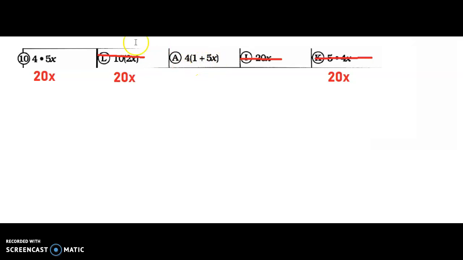And if you want to be certain, you can distribute it, right? Because this is multiplying, because they're right next to each other. There's no plus sign separating it. So I have to go 4 times 1 first. 4 times 1 is 4. I bring my plus sign straight down. And then I'm going to distribute this next one. 4 times 5x, which is 20x, right? So 20x plus 4, or 4 plus 20x, is not the same as 20x. So this is my answer. That was number 10.